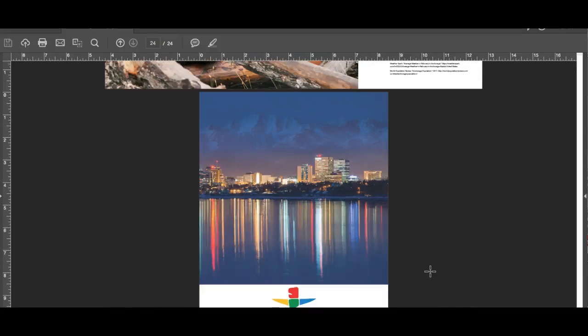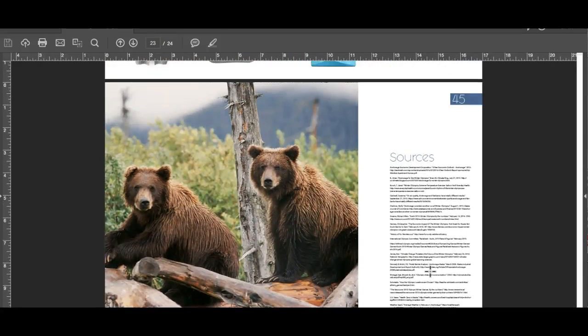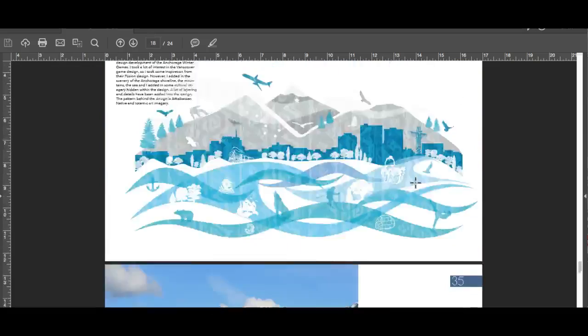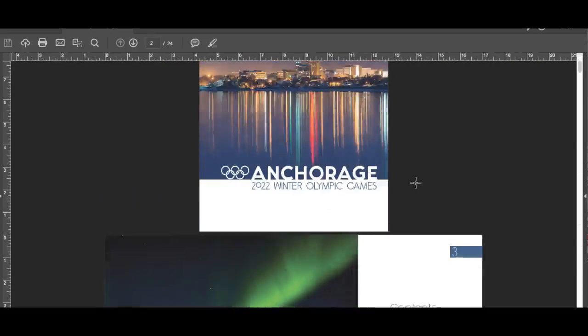Good sources page, good ending, good cover, back cover. Nice shot. Really interesting sources page. Really, really super interesting. I'm loving this. Okay, those are my only recommendations. This is fantastic. Great job.